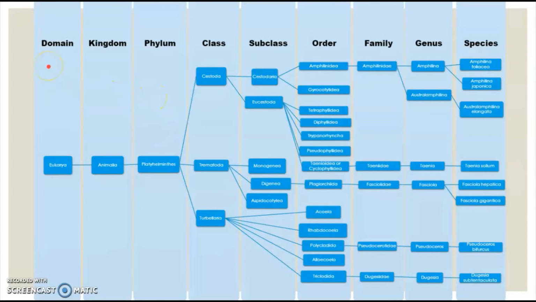Okay, the taxonomy chart first. The domain is Eukarya, the kingdom is Animalia, the phylum is Platyhelminthes, the classes are Cestoda, Trematoda, Turbellaria, and these are all the subclasses. And then these are the orders, and this is the family. This is the genus, and this is the species.